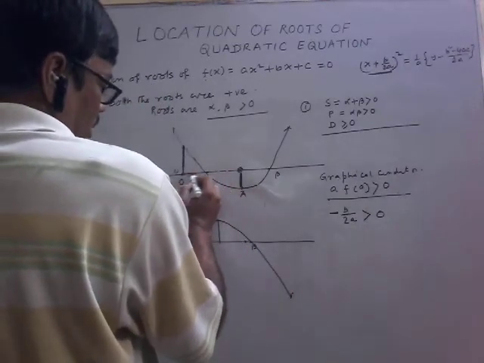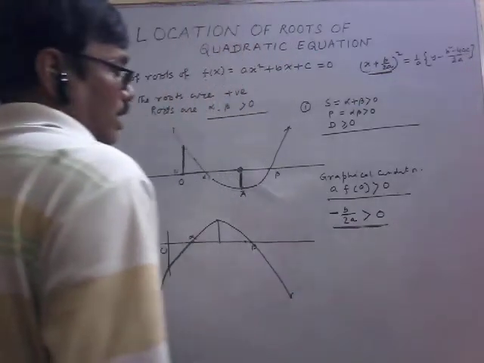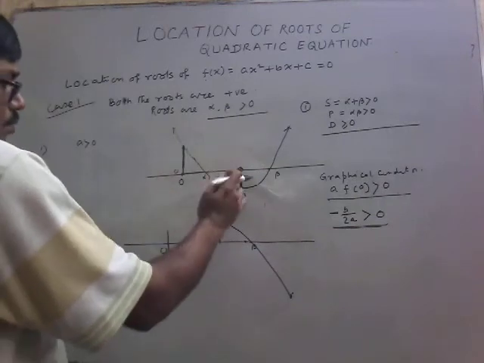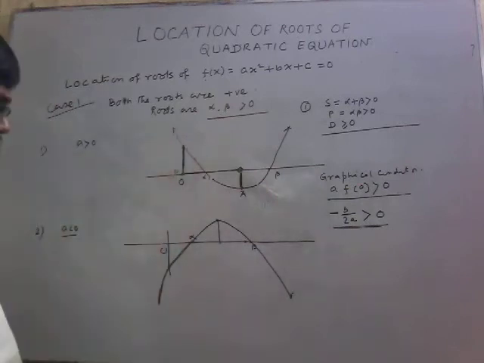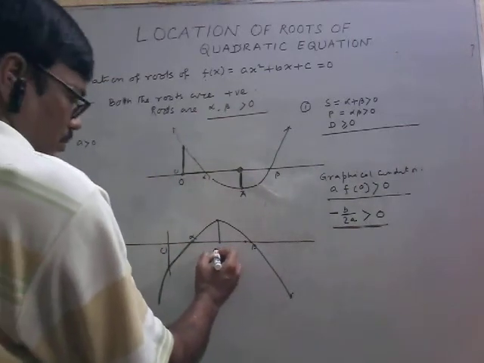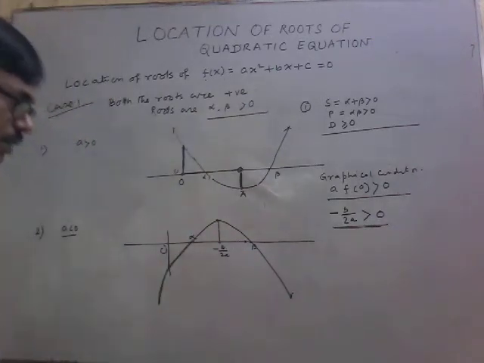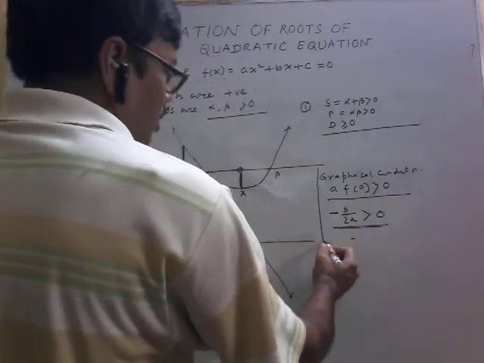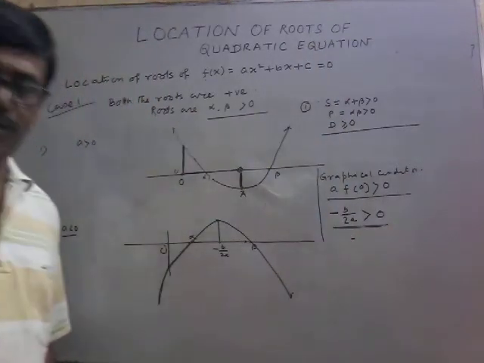This is the origin. This is minus b by 2a. Minus b by 2a greater than 0, because this is the origin and this is the x coordinate. Here also this is minus b by 2a, which is also greater than 0. So this is our condition. This is the graphical condition and this is from our theoretical. So application.